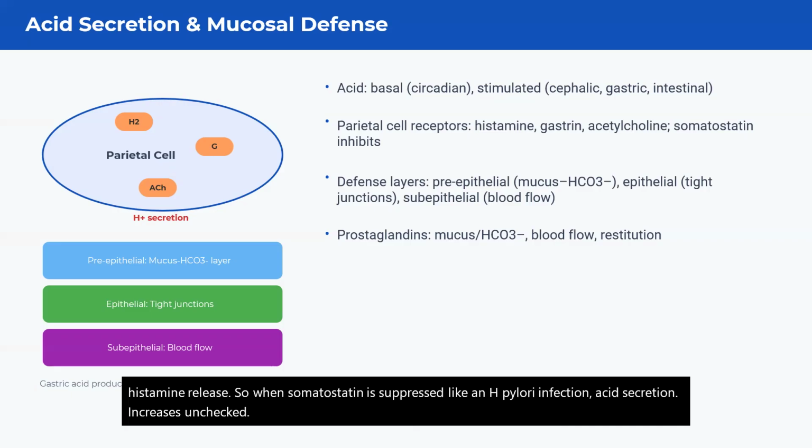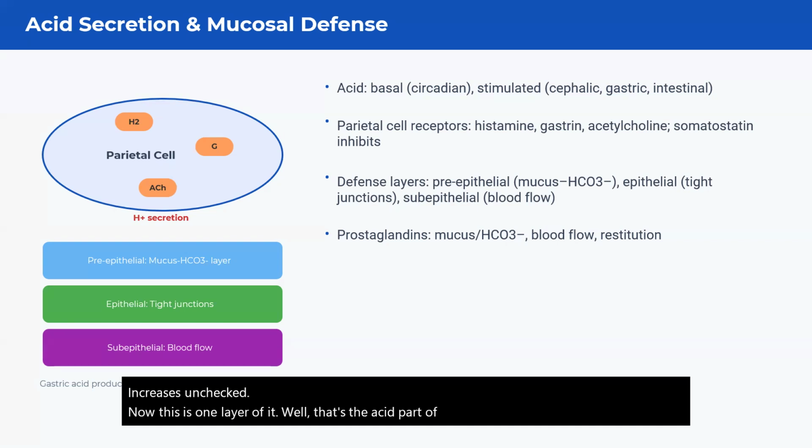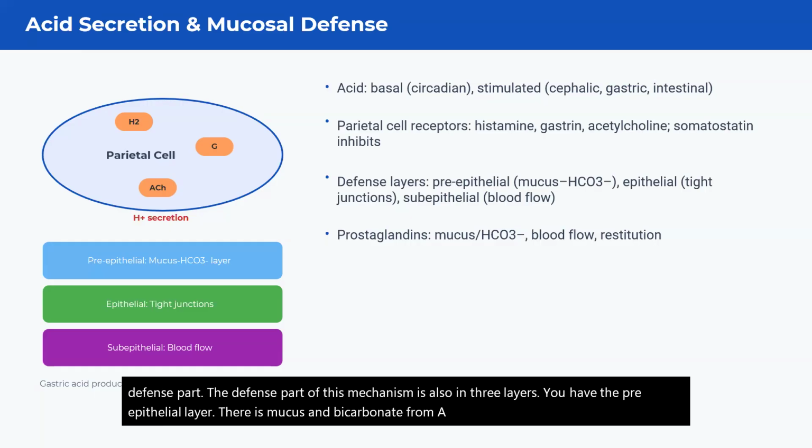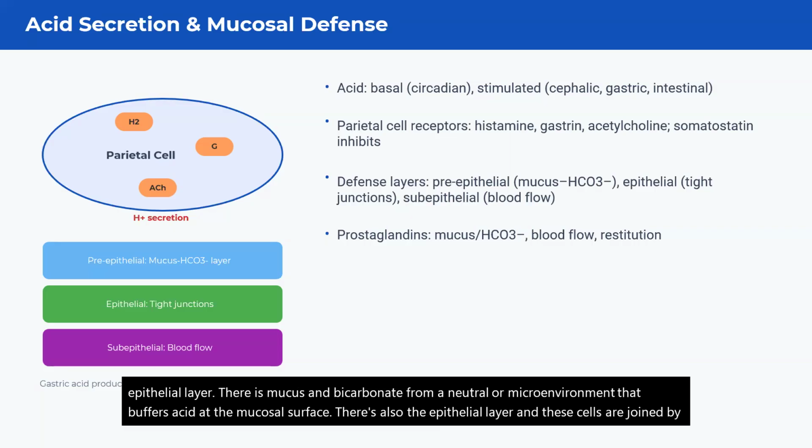Now, this is one layer of it. That's the acid part of it. Now you have the defense part. The defense part of this mechanism is also in three layers. You have the pre-epithelial layer. There is mucus and bicarbonate from a neutral microenvironment that buffers acid at the mucosal surface. There's also the epithelial layer, and these cells are joined by tight junctions that prevent acid back diffusion.